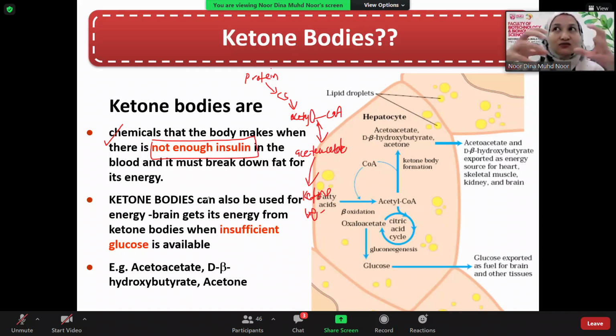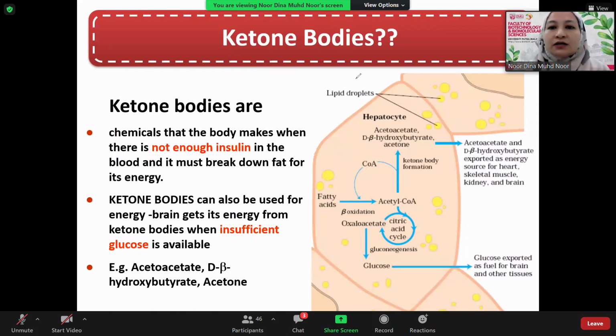Okay, so if you can understand these relationships, the connection between what happened, I think it's going to be easier for you to understand and remember about the ketone bodies, about the glucose. Okay, all right.